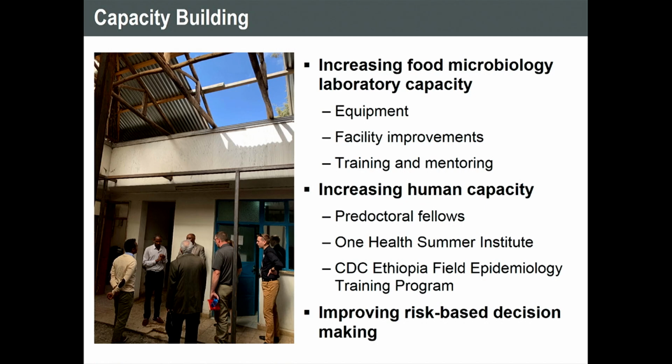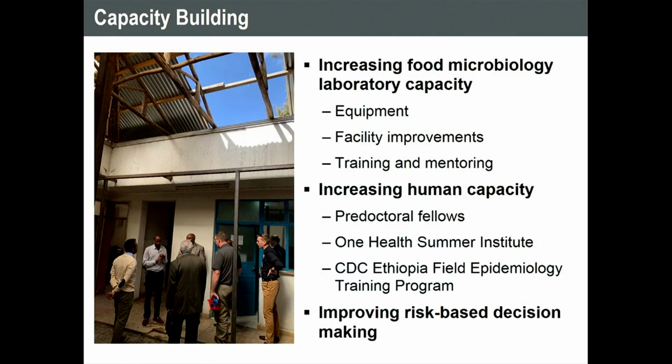There is a dirt floor, and there were birds flying around in the lab. And so one of our challenges is how do we bring this lab up to capacity to analyze the samples that we're hoping that they'll analyze. Now, we're going to be providing some equipment, just a little bit. We're going to be working with them on facility improvements and training and mentoring. And the feedback that we got is they have the money to renovate this lab. They just don't know how to do it.